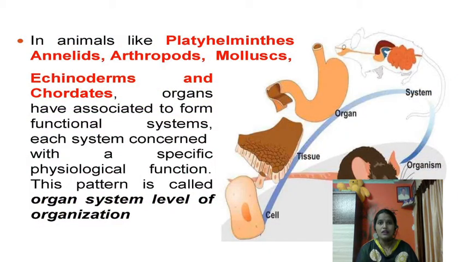So students, what we have learned till now: in animals like Platyhelminthes, Annelids, Arthropoda, Mollusca, Echinodermata and the Chordates, organs are associated to form functional systems, and each system is concerned with a specific physiological function, and this pattern is called organ system level of organization.